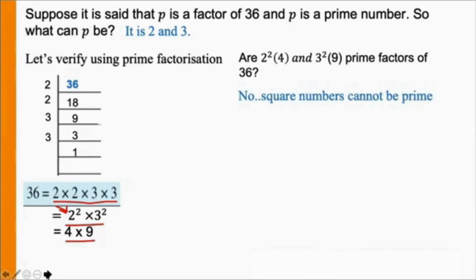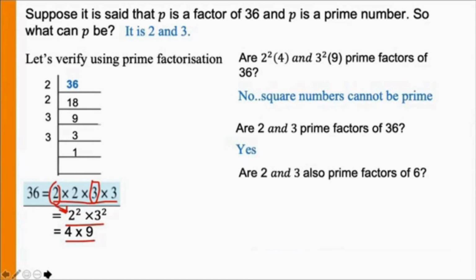No. Square numbers cannot be prime. 4 and 9 are not prime numbers. When we talk about prime factors, we will only consider 2 and 3. Are 2 and 3 prime factors of 36? Yes, they are.